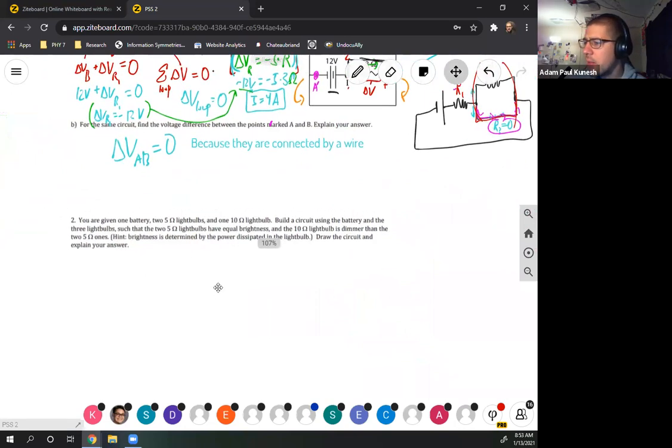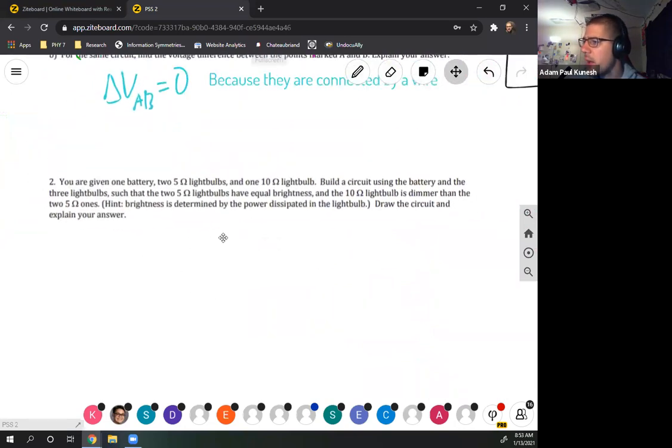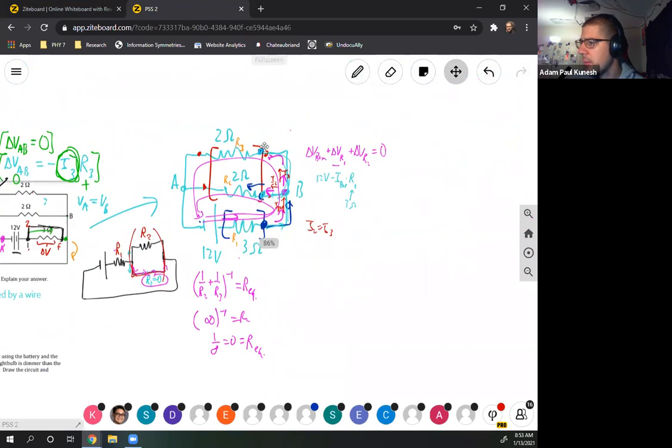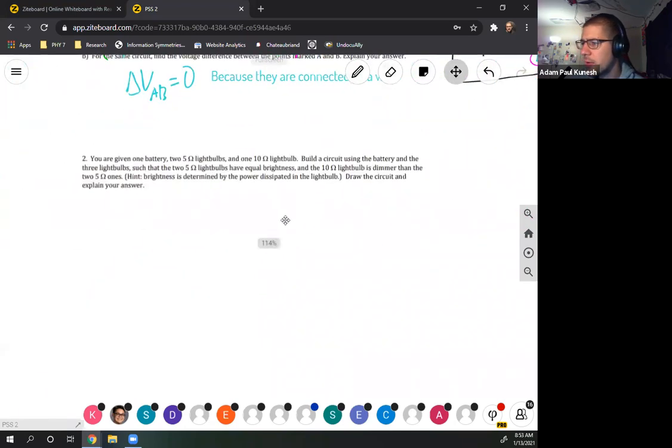Okay, let's hit the last section here. Got about 5 minutes left. We will see if there's time to head over to this one and do a more complicated circuit reduction.